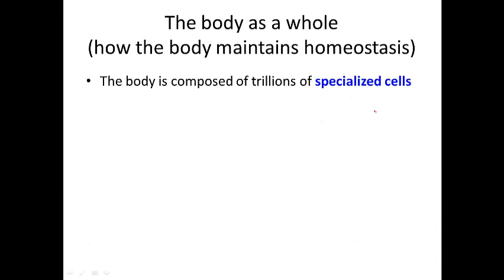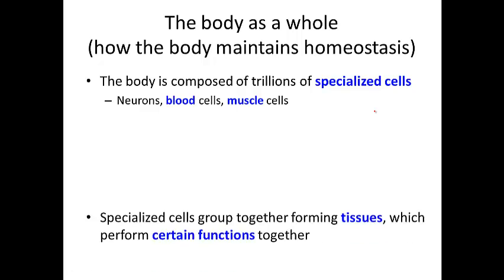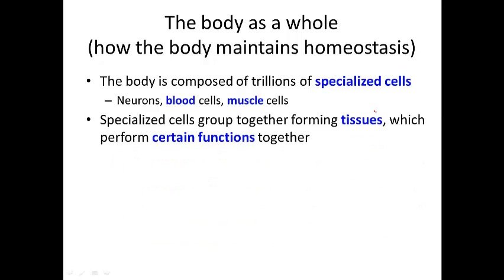Now the body as a whole is maintaining homeostasis, but that has to happen at different levels. We know that our body is composed of trillions of cells. We have muscle cells, we have nerve cells, we have blood cells, we have all these different types of cells that have different jobs and that are helping to keep our body stable. Now when these cells are grouped together, say we group a muscle cell and a muscle cell and a muscle cell, we're going to get what is called tissues. So we have muscle tissue, we have bone, we have nervous tissue. So it's not just one single cell, but it's a group of cells that work together.